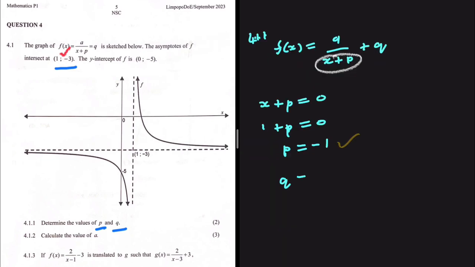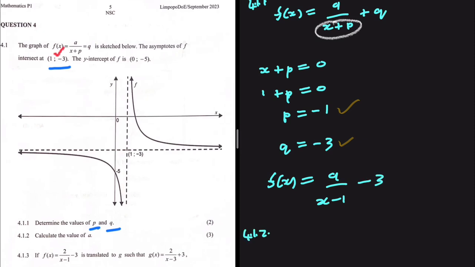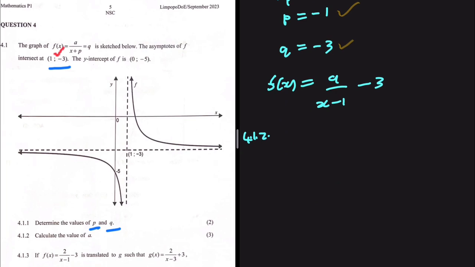The value of q, on the other hand, is just equal to the horizontal asymptote, which is -3. p is equal to -1 and q is equal to -3. So f(x), at this point, we know that it is equal to a divided by x minus 1, minus 3. In 4.1.2, we're looking for the value of a.